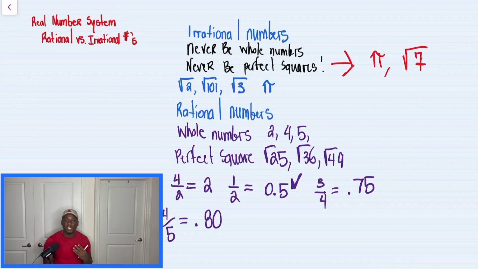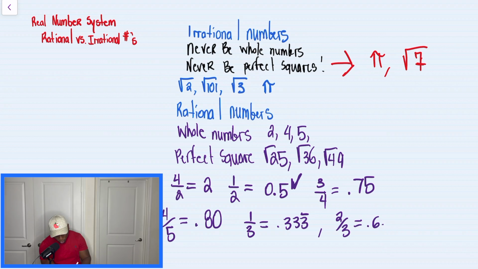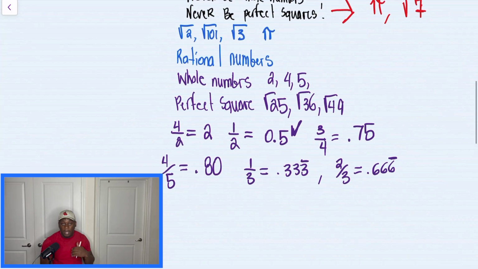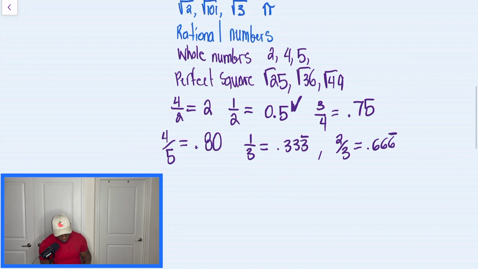Now, when we're talking about decimals that repeat, we're talking about 1 over 3, which is 0.333. That's a repeating decimal. So this would be a rational number because the decimal repeats. Another good one is 2 over 3, 0.666, right? This is another example of what we will call a rational number. And I'm going to give you at least one more example of it, okay?